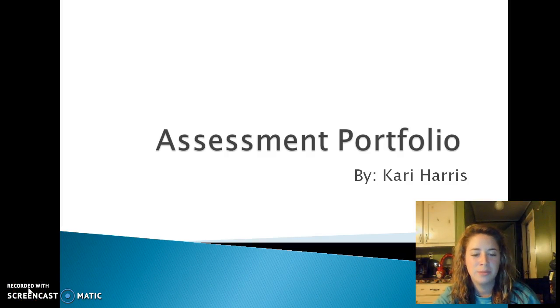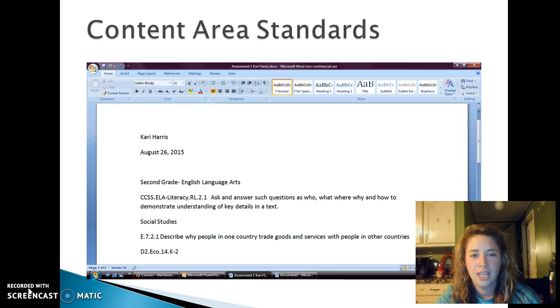This is my assessment portfolio that we have created over the endurance of our semester this year in fall of 2015. My first part of my portfolio was I had to pick my content area standards, and I chose second grade English language arts, and the first one was ask and answer such questions as who, what, where, why, and how to demonstrate understanding of key details in a text.